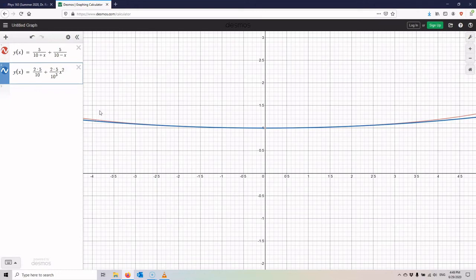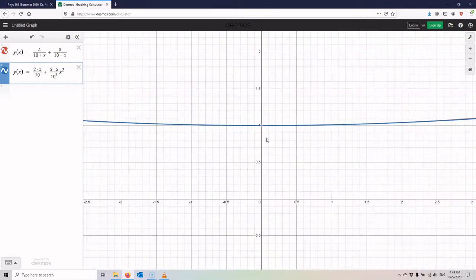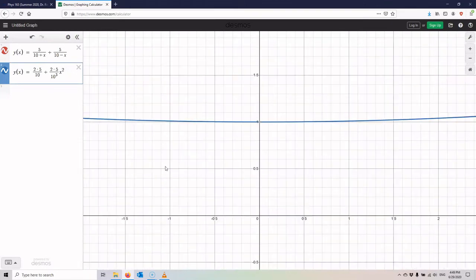It's an extremely good approximation. If I assume my oscillations are restricted to about 10% of the distance between here and here, you can't see the other function at all. It's right there, but it's exactly the same. You can't tell the difference.